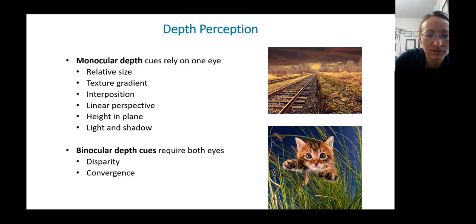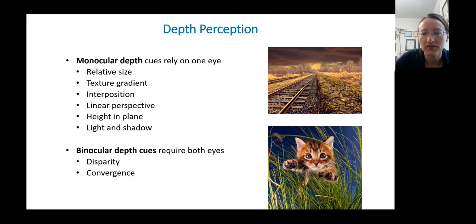Height in plane means that things that are further away are higher up in the frame of the picture. So in this picture back there, it looks like there are some trees, and these are positioned higher than things in the foreground, like these rocks. And then we can also use light and shadow to determine distance, because shadows fall on things. And so you can get a sense of position from that as well.